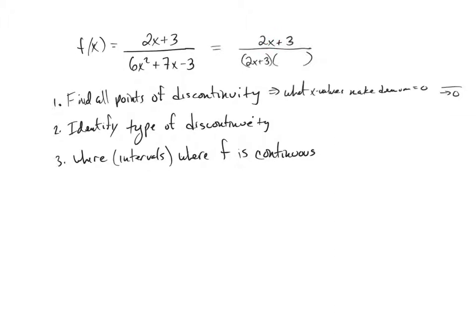Now, in order to figure out what this other factor is, when you FOIL this, 2x times this quantity right here has to give you 6x squared. So I'm thinking it's got to be 3x.